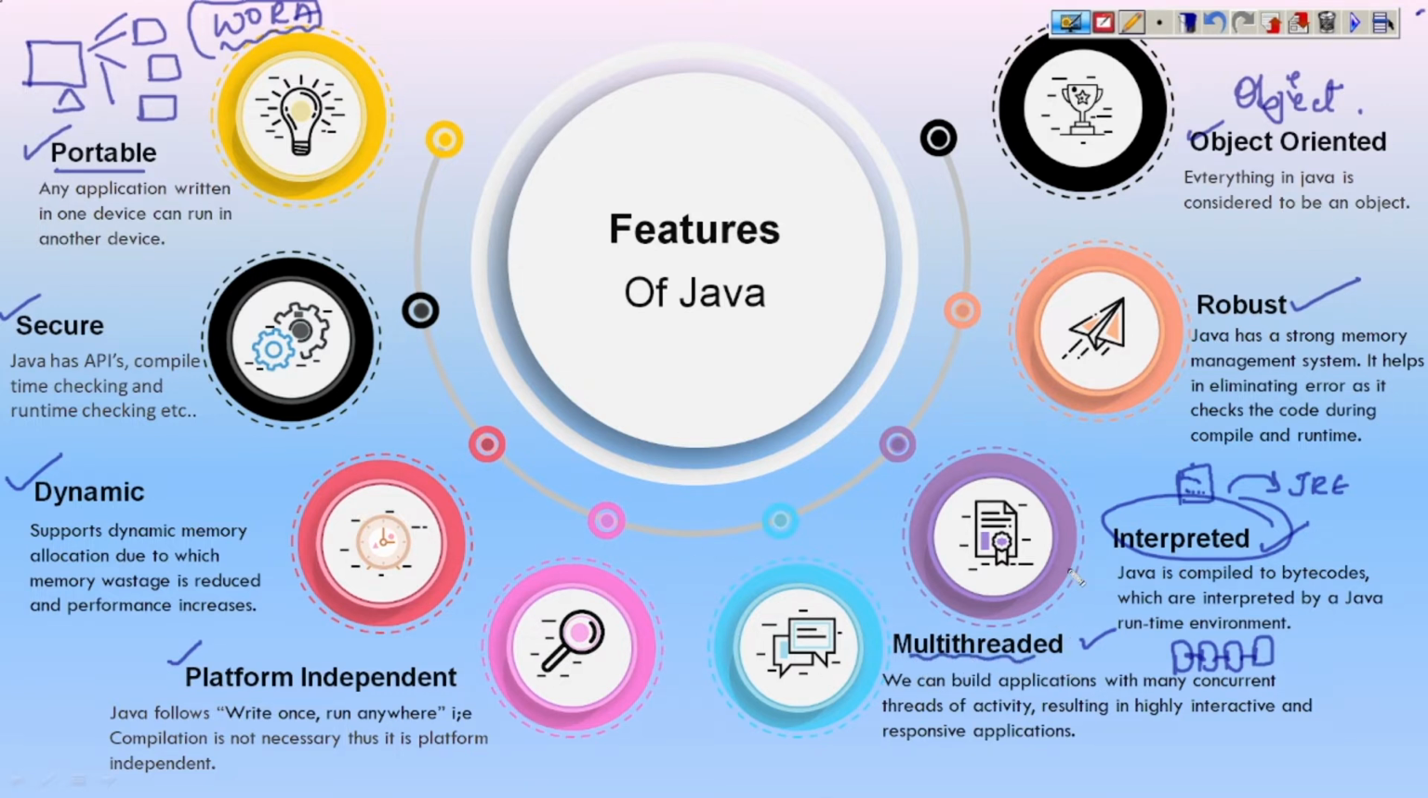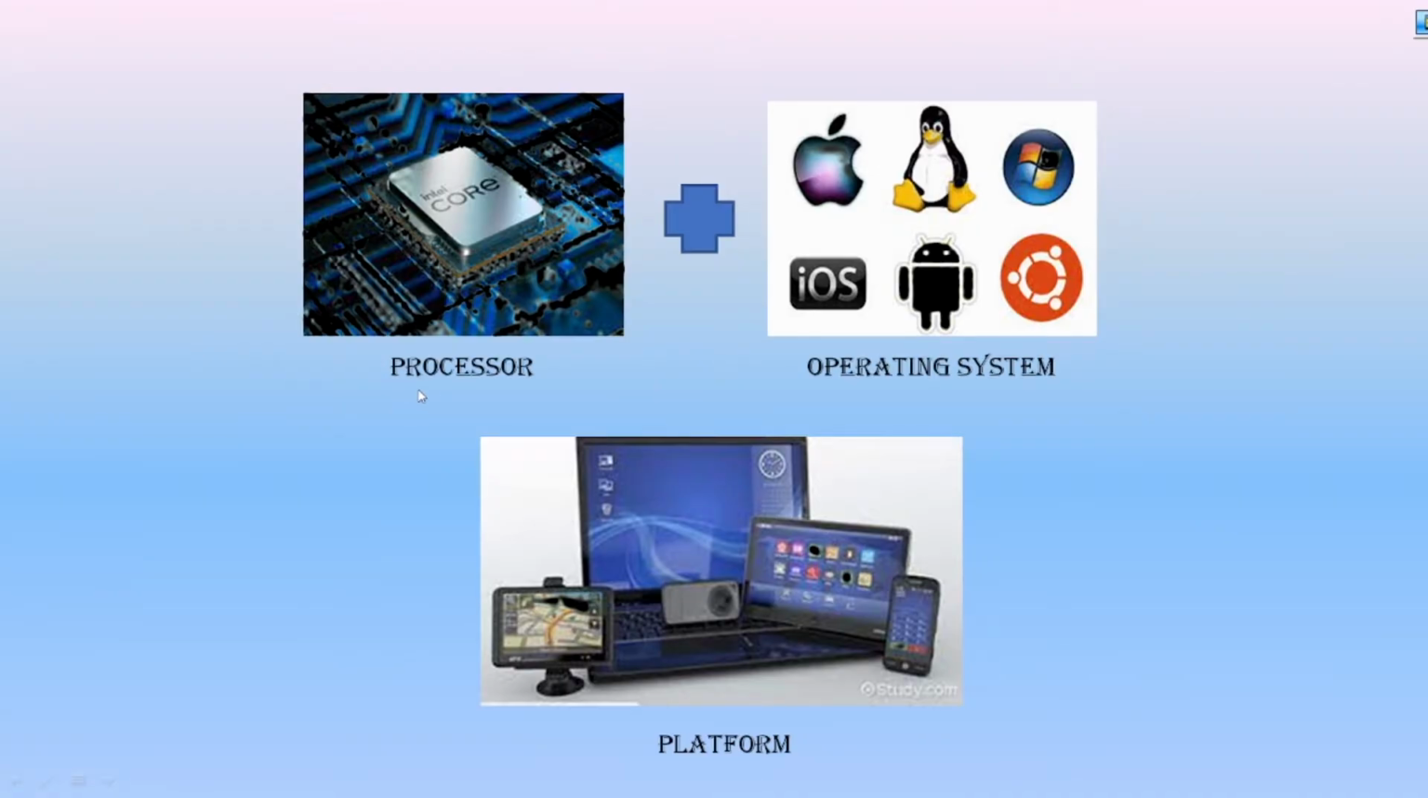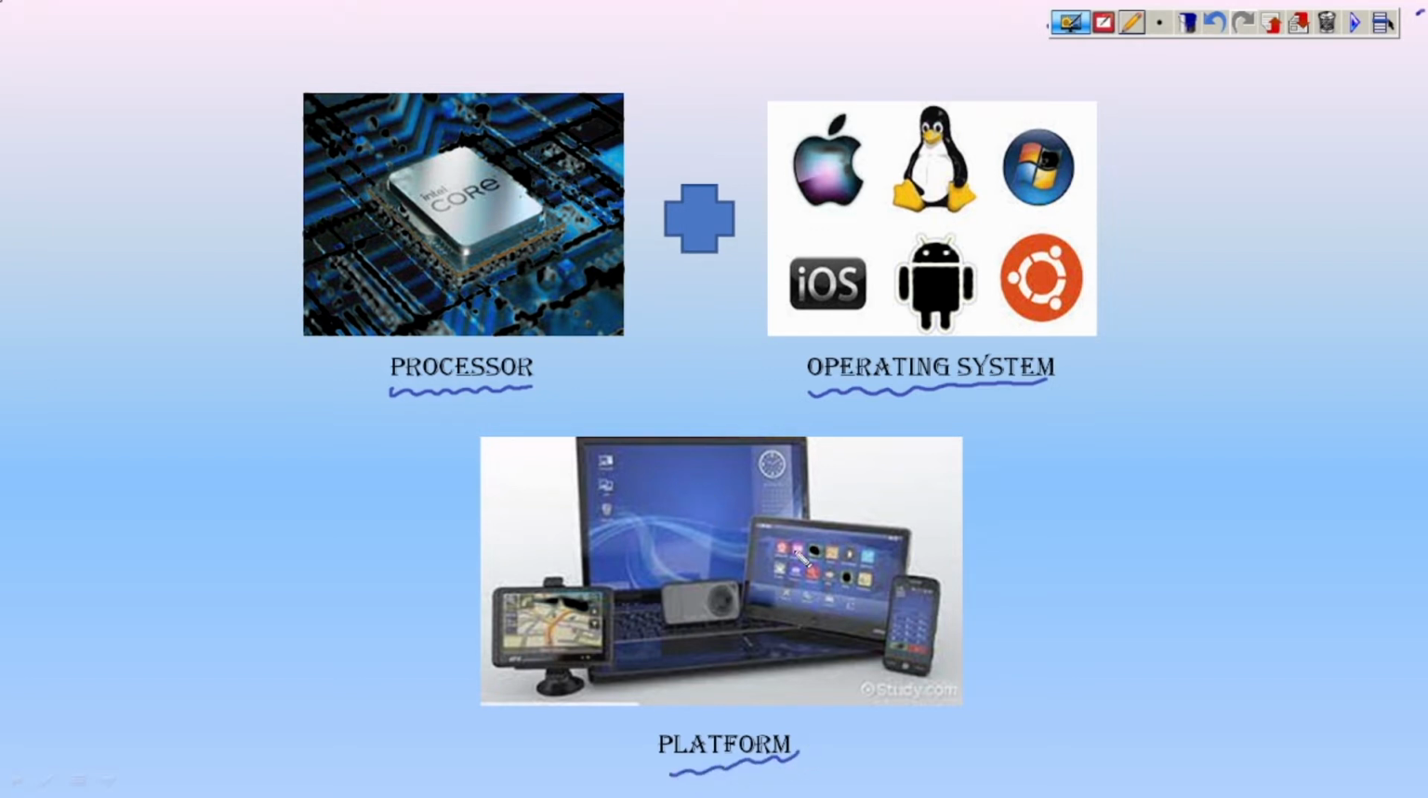After this, let us see what is a platform. Many times we have said platform, so now let us see what a platform is. A platform is a combination of a processor and an operating system, which results in your laptop, your tablet, or your mobile phone, known as a platform. So your tablets, your PC, your mobile phone, your desktop, all these things are called platforms.